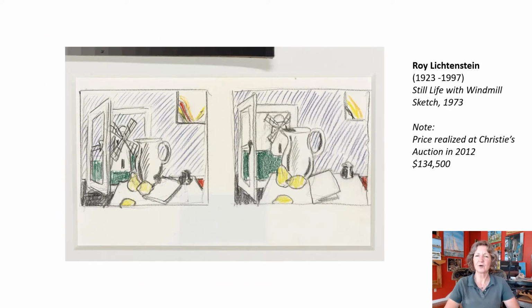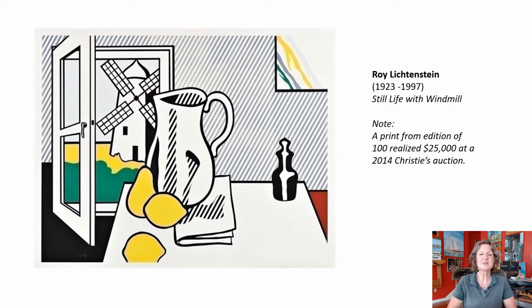So Roy Lichtenstein did a few more pieces with lemons in them, and although these aren't peeled ones, I just included them because they were interesting, and also because this sketch I thought was eye-watering in the price that it realized at auction in 2012 of $134,500. I mean, that's really quite incredible. So the two sketches show a little bit different placement with the windmill, how he was going to arrange the design. And here is the final print.